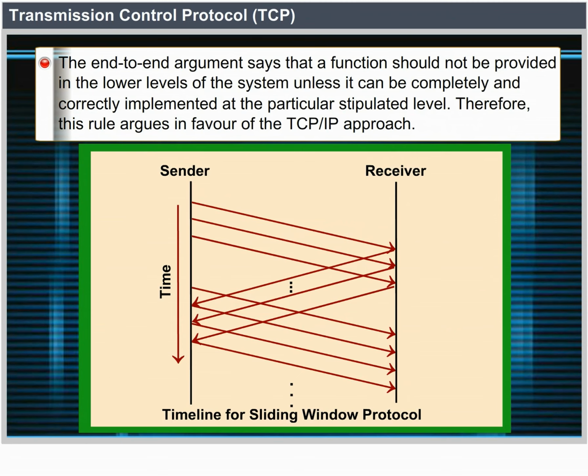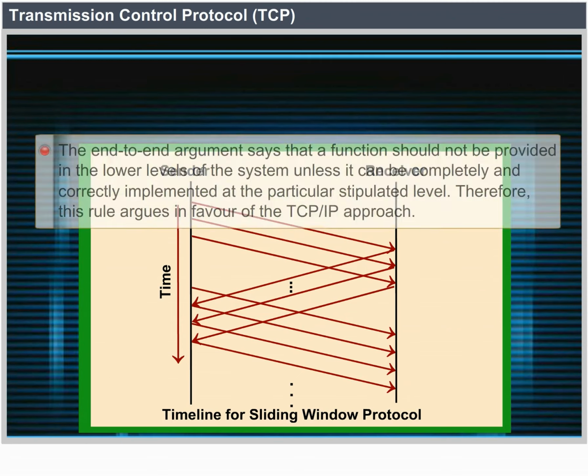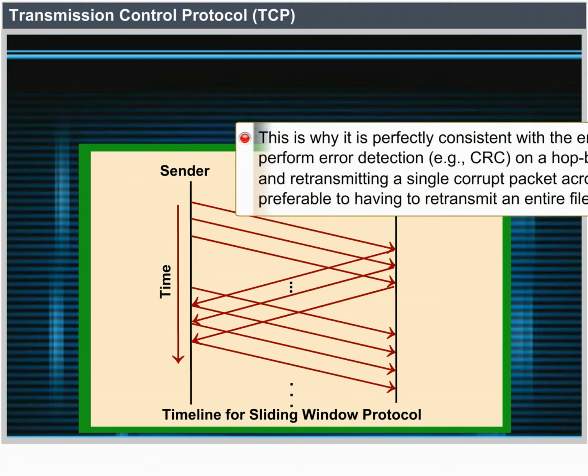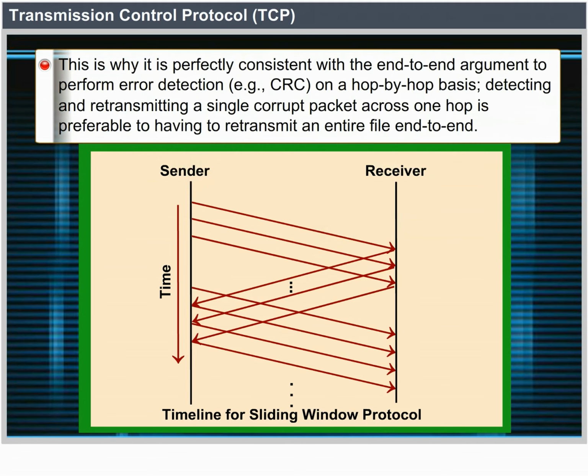It allows for functions to be incompletely provided at a low level as a performance optimization. This is why it is perfectly consistent with the end-to-end argument to perform error detection, for example CRC, on a hop-by-hop basis. Detecting and retransmitting a single corrupt packet across one hop is preferable to having to retransmit an entire file end-to-end.